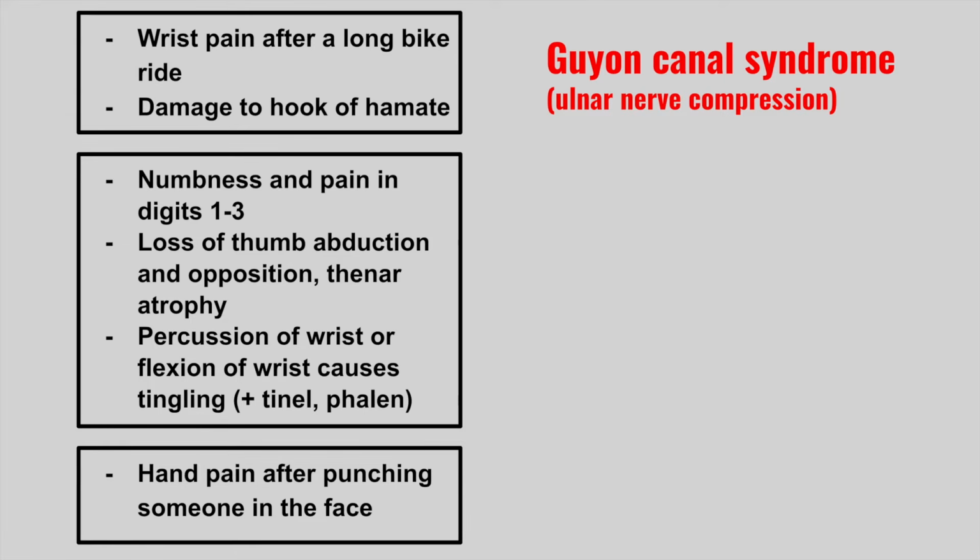Next, we have a patient with numbness and pain in the first 3 digits, loss of thumb abduction and opposition, thenar atrophy, and percussion of the wrist or flexion of the wrist causes tingling, which are known as positive Tinel and Phalen tests. So this is carpal tunnel syndrome. And remember, this is where the median nerve is entrapped and it causes nerve compression leading to these symptoms. And you can see this in pregnancy, rheumatoid arthritis, hypothyroidism. So a lot of different conditions, even such as repetitive use of the hands, can cause carpal tunnel syndrome as well.